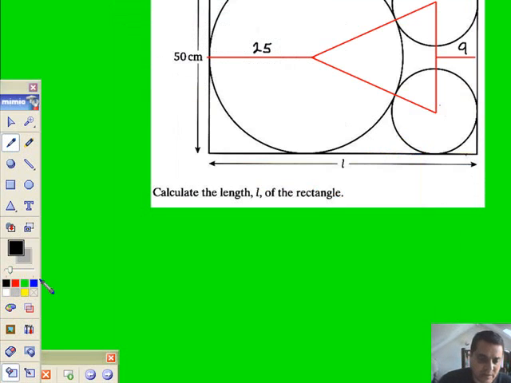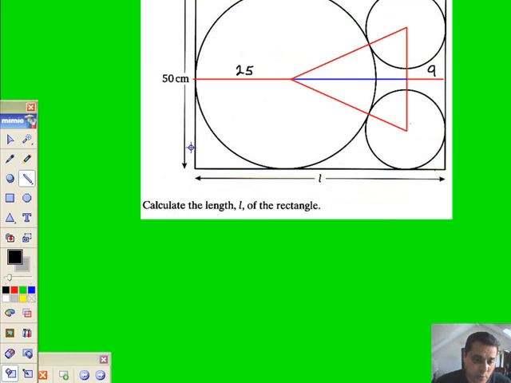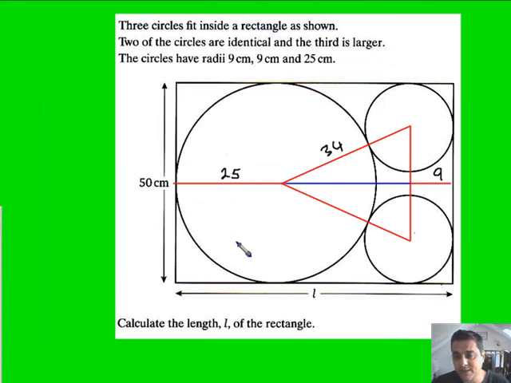Now let's just change colour. I want to highlight something. I must work out the length of that blue line right there. I've joined that beautifully. So 25 plus blue line plus 9 equals the length of the rectangle. Thing is getting it. Now I know from here to here is 25, radius of the big circle, and I know from here to here we have a radius of 9, radius of the little circle. So 25 plus 9 gives me 34. So straight away I know the hypotenuse length of the triangle I've just constructed. 25 plus 9, 34 centimetres.